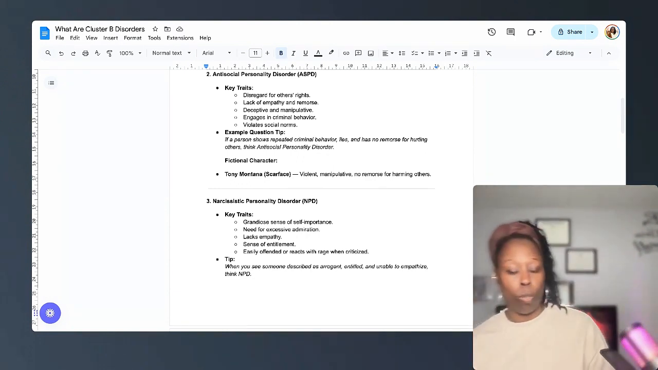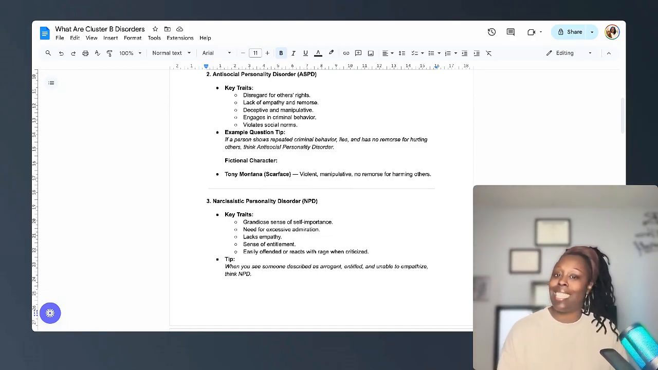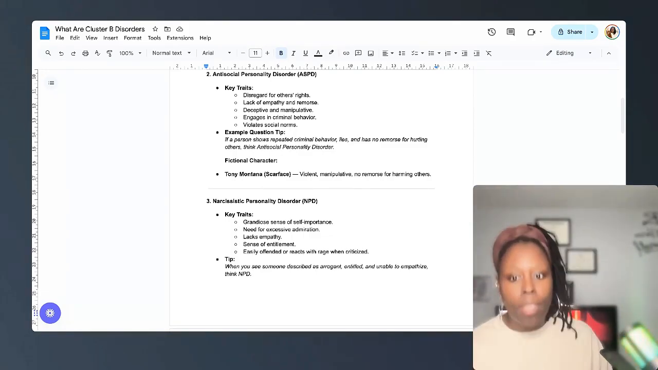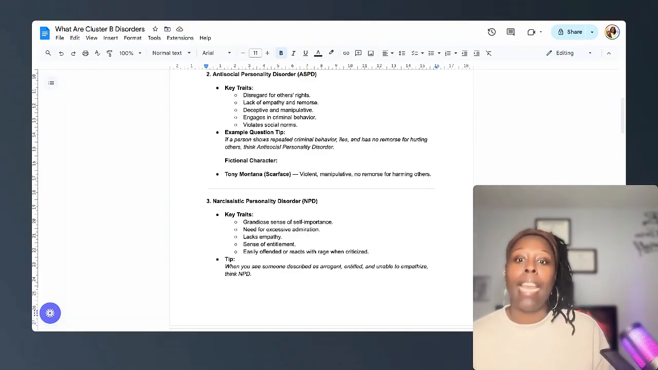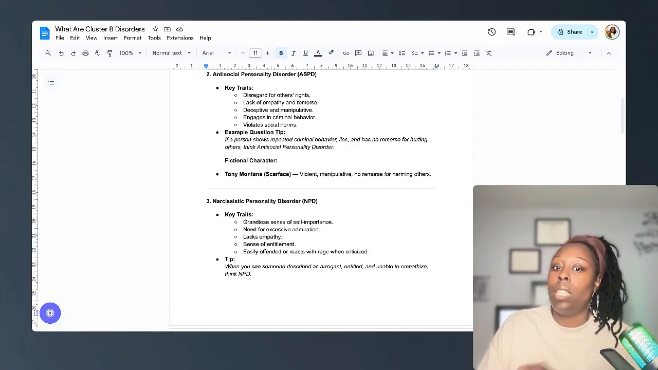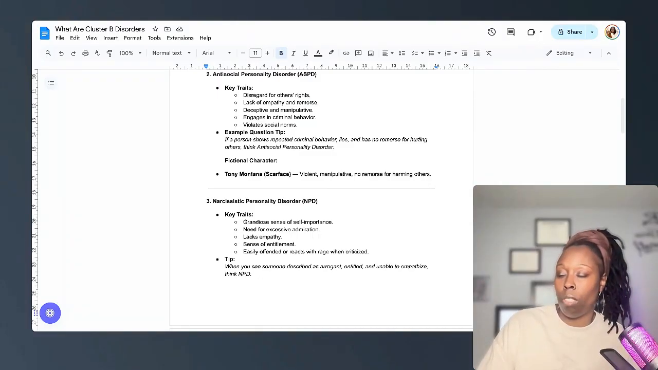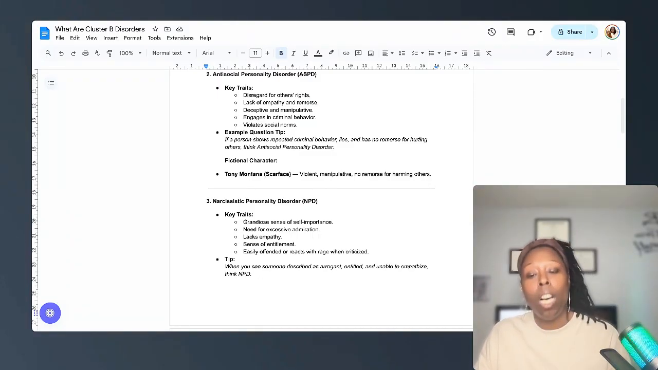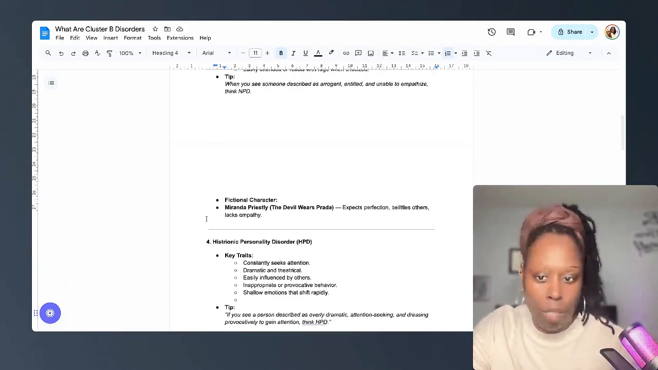Narcissistic personality disorder. These individuals have that grandiose sense of self-importance. They need excessive admiration. They lack empathy. They have a sense of entitlement, and they're easily offended. And they normally react with rage when they are criticized. So when you see someone described as arrogant, entitled, and unable to empathize, think of narcissistic personality disorder. I got ahead of myself, as you can see.